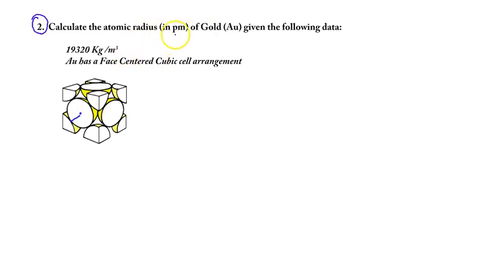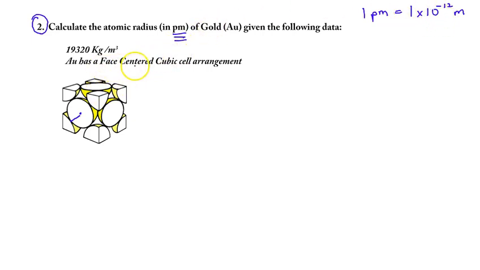So they want the radius in picometers. Notice the question's asking for a certain unit. Now, a picometer, very small, is equal to 1 times 10 to the negative 12 meters. So a picometer is a trillionth of a meter. This is tiny, of the gold.